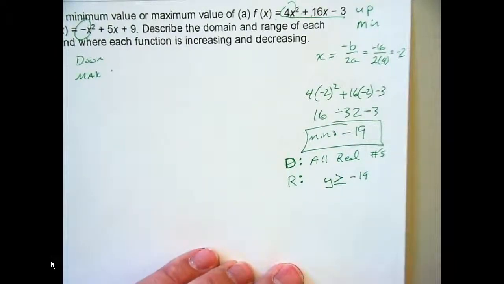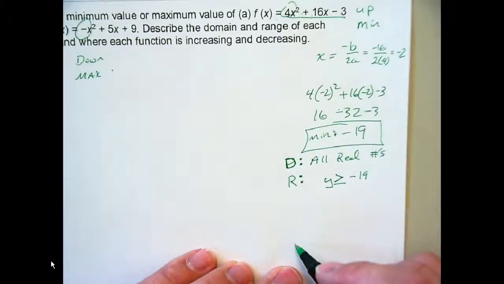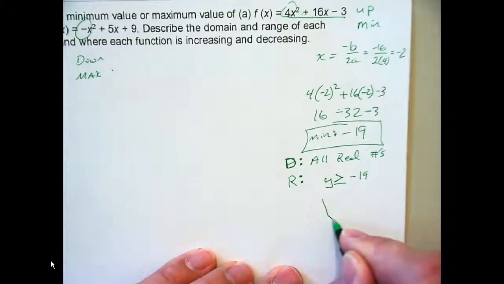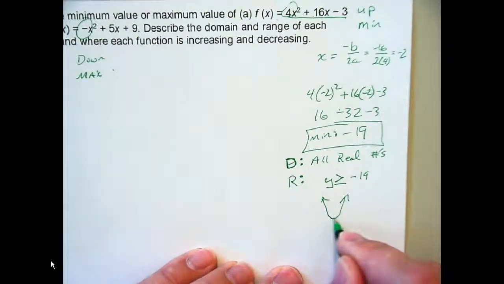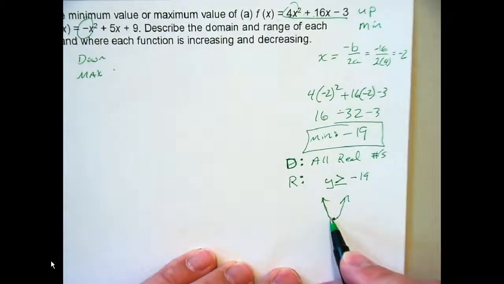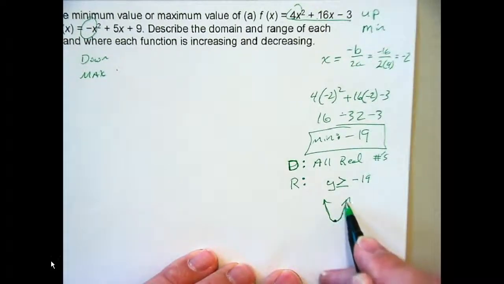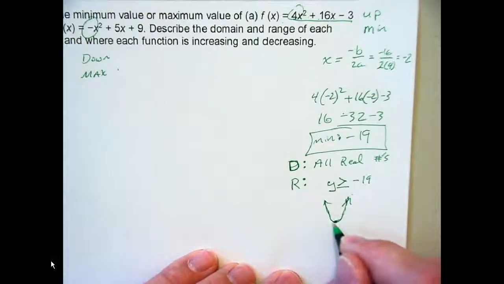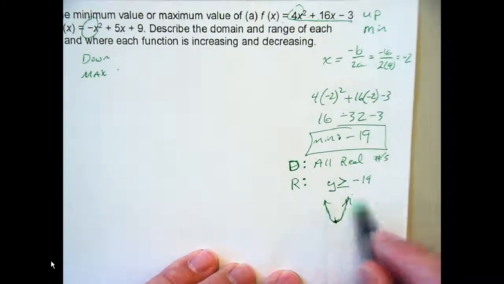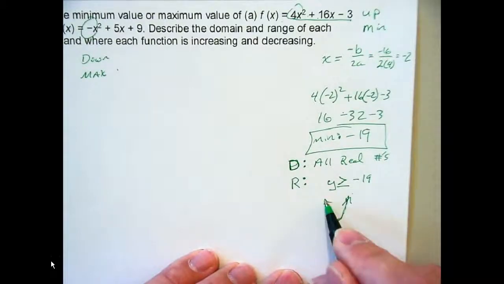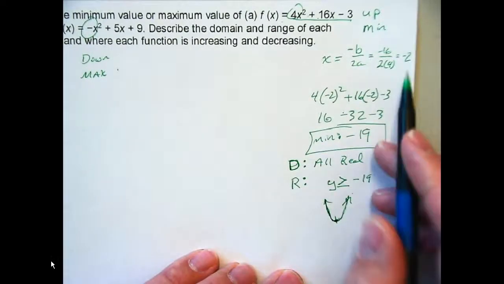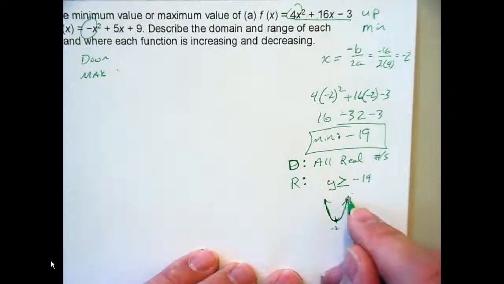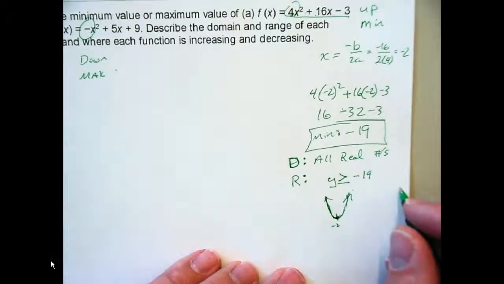Okay, so my graph is doing this, right? It's going down to negative 19. So it's decreasing from left to right until negative 19, and then it's increasing from left to right after negative 19. Okay, on the y-axis. On the x-axis, it's decreasing from left to right until you get to negative 2, and then it's increasing after negative 2. Okay.